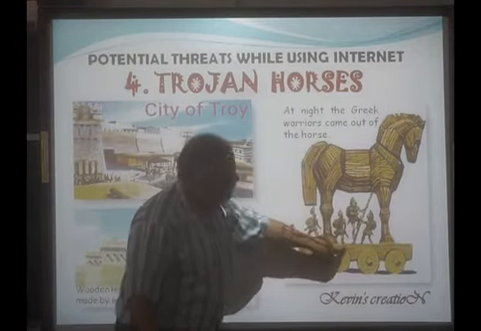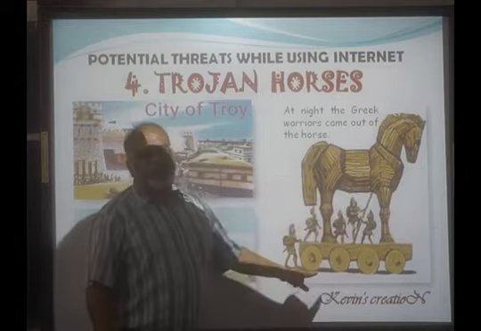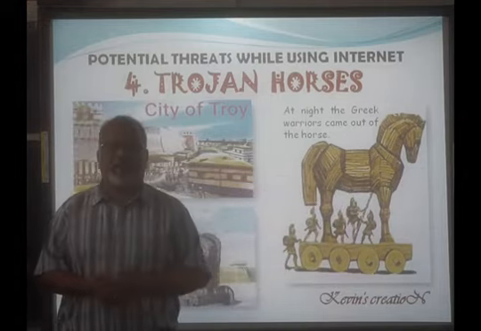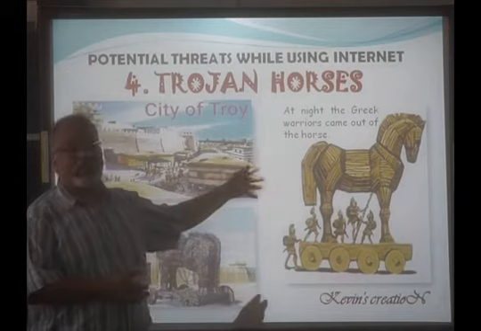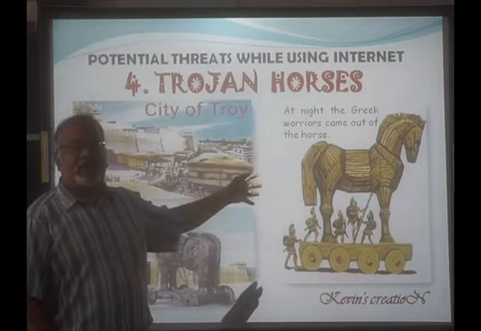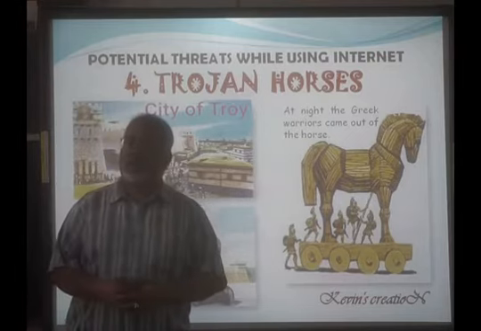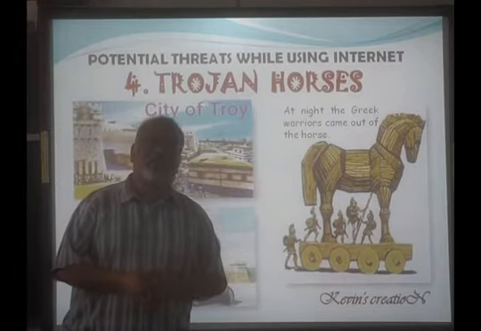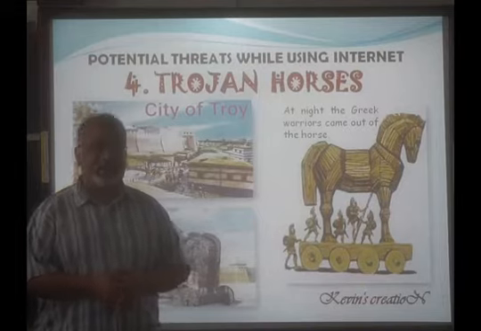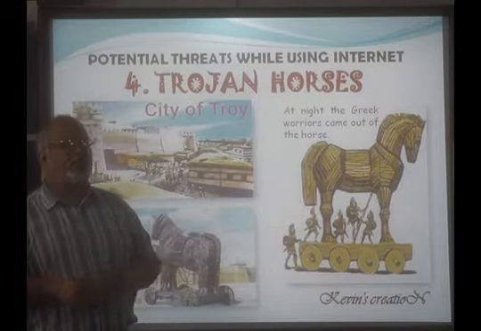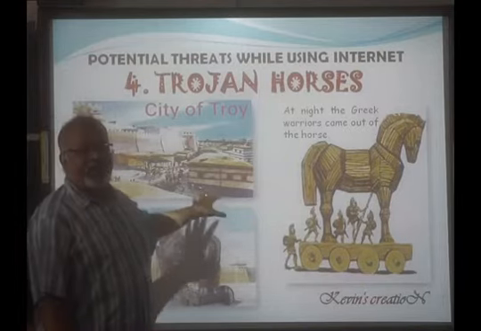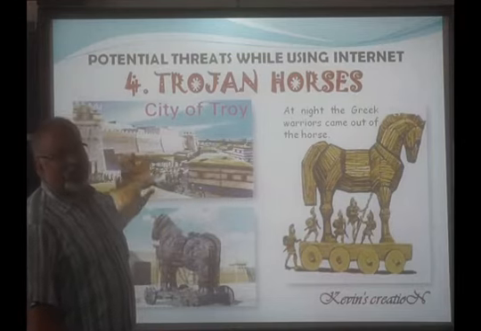You can see the ladder here. So through that, they came down. Maybe 20-25 of the warriors were hiding inside. So during midnight, they came out and then they opened the city gate. Their friends, other warriors and the army, were waiting outside in the midnight. All of them came inside, killed everyone, and they conquered this city of Troy.